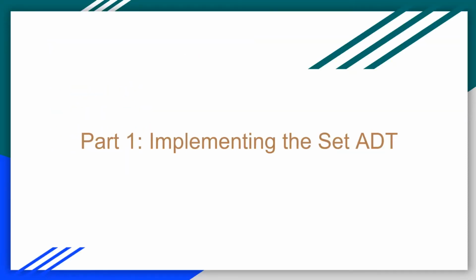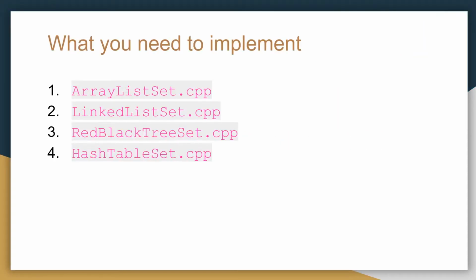Now, part 1 is implementing the set ADT. For this, you need to do it for array list, linked list, red-black tree, and hash table. You need to, for all of these different files, implement size, insert, remove, and find.